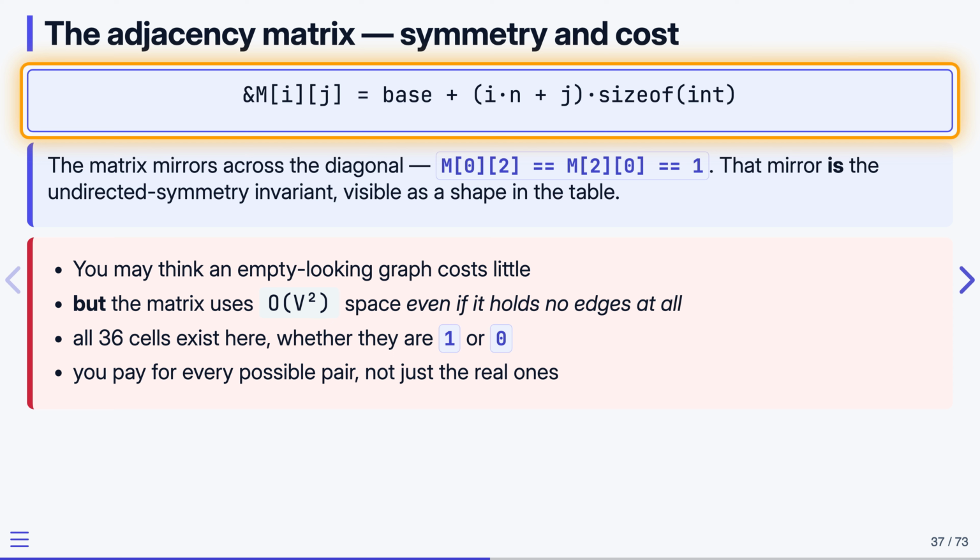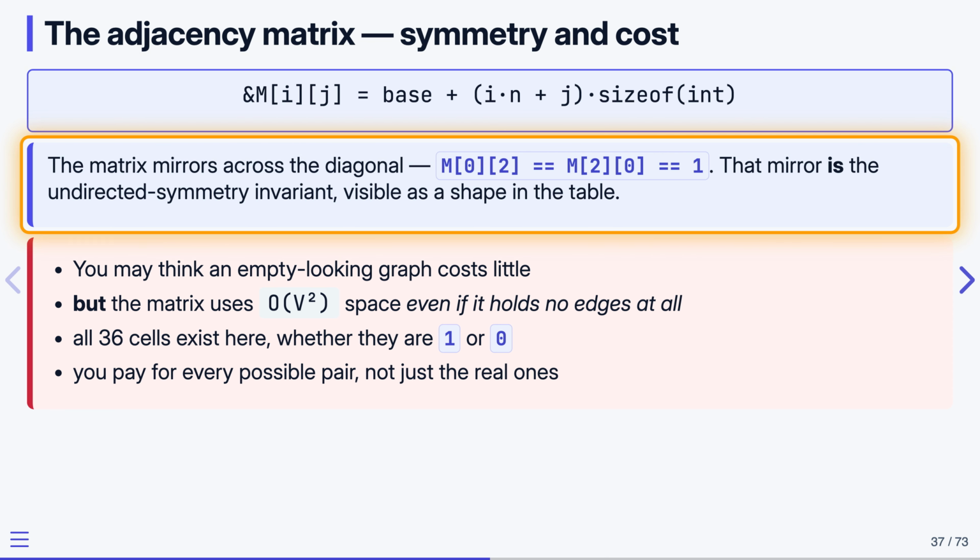Because the matrix is stored row by row, the address of any cell is simple arithmetic. The address of M at row I, column J is the base address, plus the quantity I times n plus j times the size of one int. That is chapter 2's address idea in 2 dimensions.